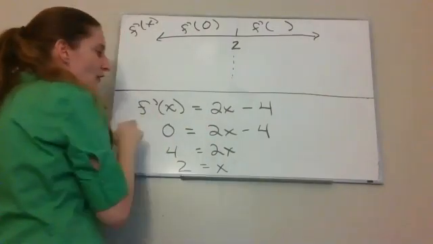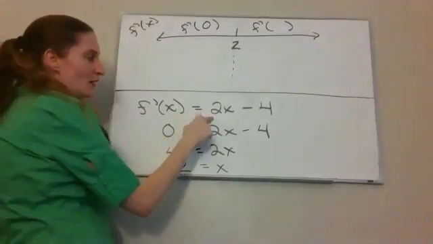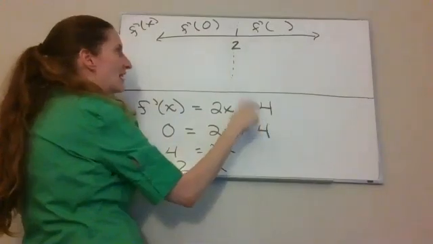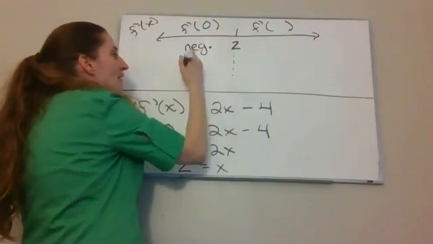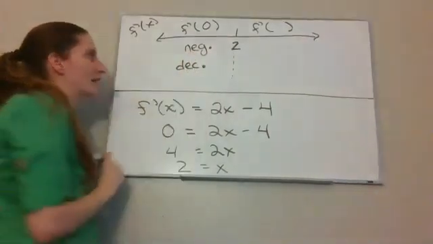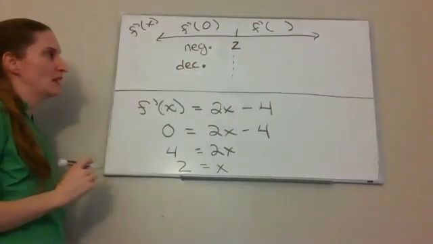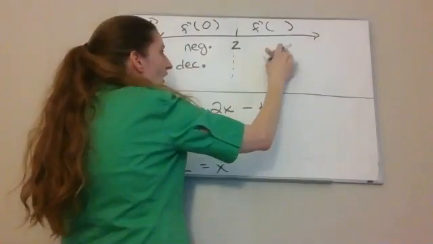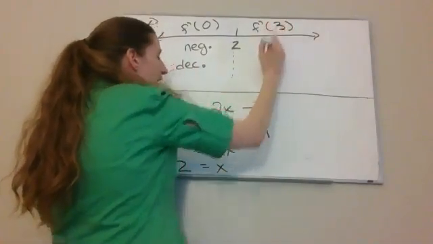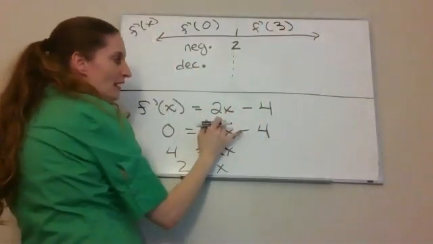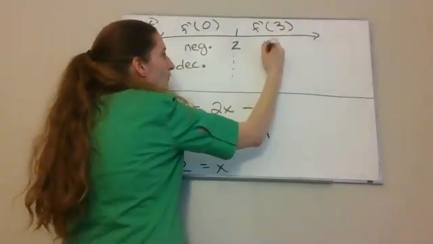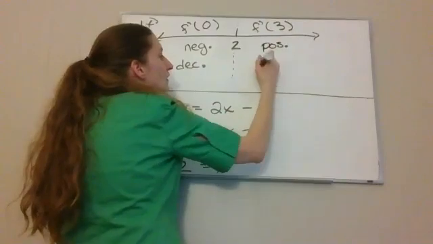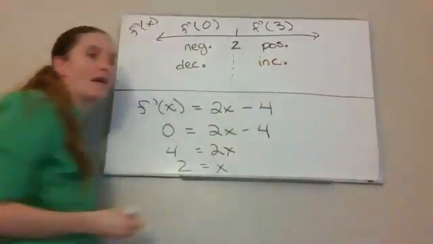I would choose 0 over on the left. F prime of 0, if I look at my derivative here, if I plug a 0 into it, I'm going to get -4. It's negative, and that means that we are decreasing over on this side. Now I just need any number over on this right side, so I'll choose 3. If I plug a 3 into my derivative, I'm going to get 6 minus 4, which is positive. So I'm increasing on that side.